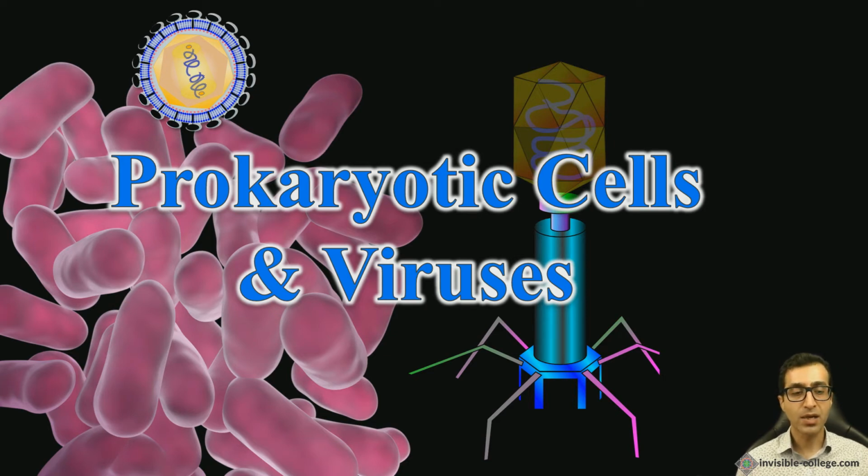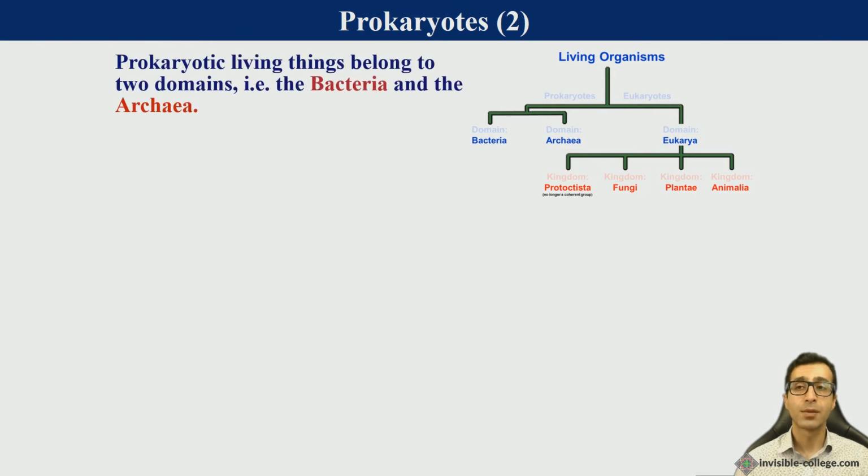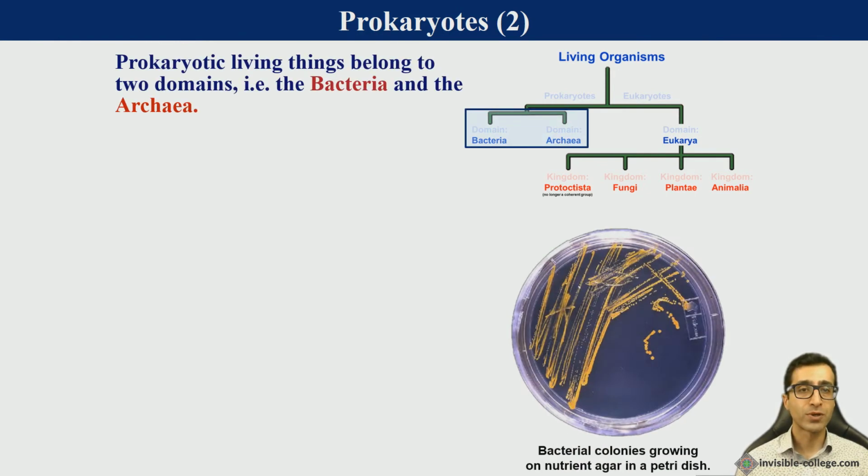Now, bacteria and archaea are prokaryotic organisms, so let's have a look at their structures in a bit more detail. So prokaryotic living things belong to two domains, the bacteria and the archaea. If we look at those in a bit more depth here, we see a photograph of bacterial colonies growing on nutrient agar in a petri dish.